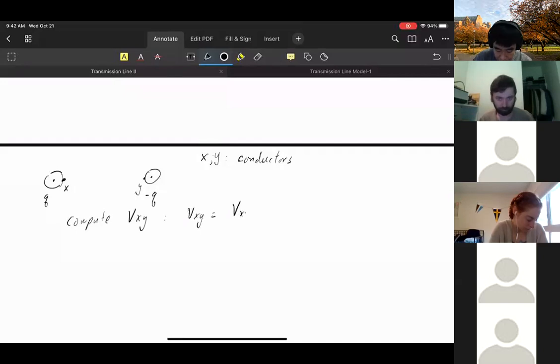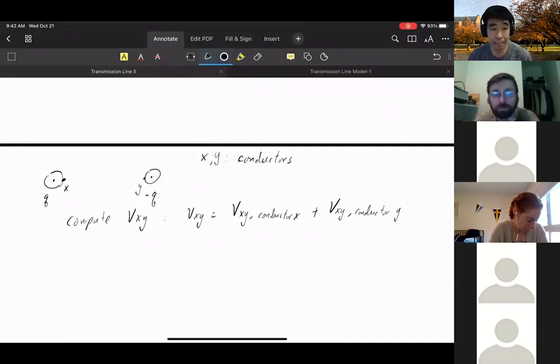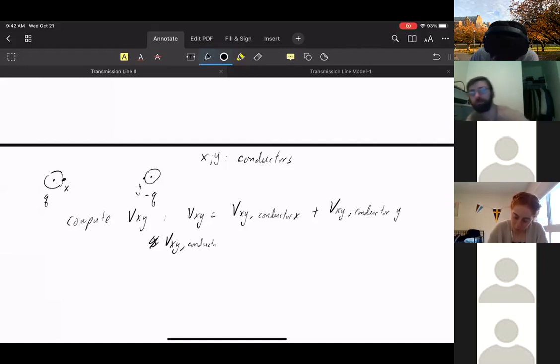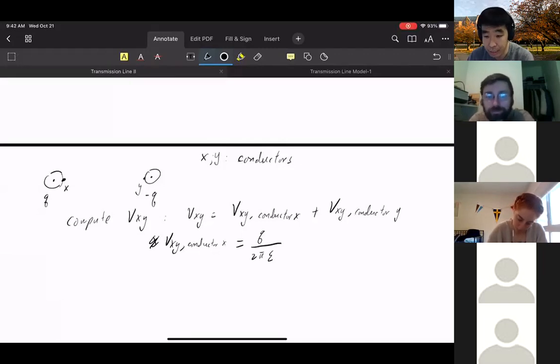Vxy is basically the voltage difference caused by conductor X plus the voltage difference caused by conductor Y. These are the two parts of the equation we have. Both wires create some potential difference, and we're going to sum them up. Let's look at the first term. The Vxy carried by conductor X is Q over 2 pi epsilon. This doesn't change.